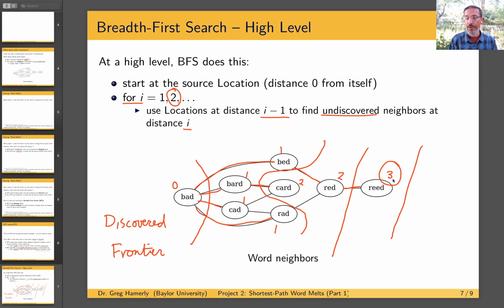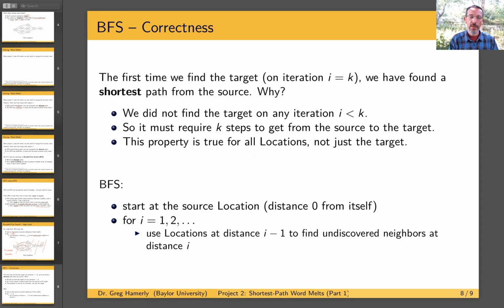Okay, that's how breadth first search works at a high level, and we'll go over it in more detail in the next lecture, actually. But I want to talk briefly about the correctness of this algorithm. Why does breadth first search find shortest paths? The first time that we discover a target or a location, any location, or the target location, whichever it is, on iteration i equals k, we have found a shortest path from the source. Why is that? Well, because we did not find the target on any iteration less than k. If we had found it on the ith iteration where i is less than k, then the distance would have been less than k. So it must require k steps to get from the source to the target, and this property is true for all locations and not just the target.